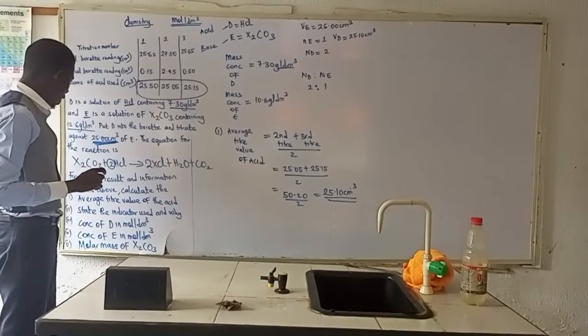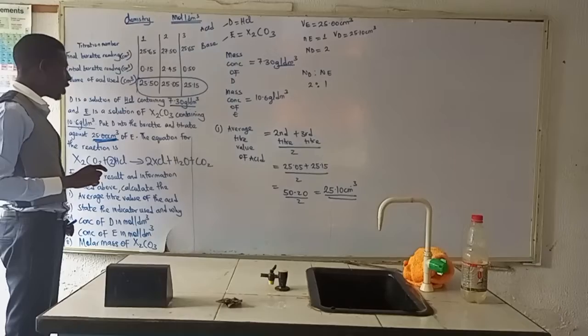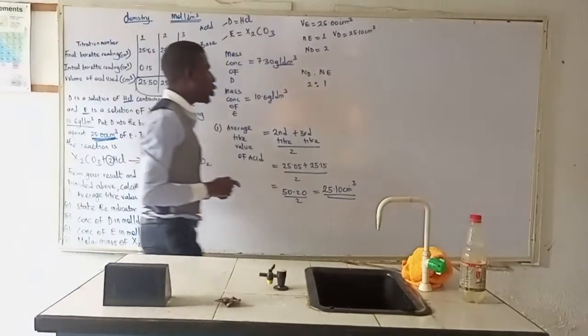Question 2 has been answered. Let's move to the third one: concentration of B in mole per dm cube.